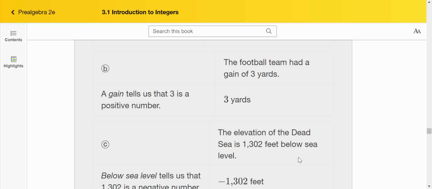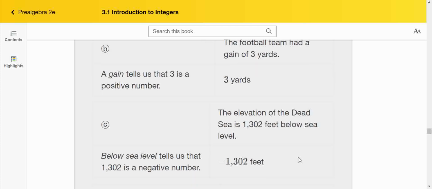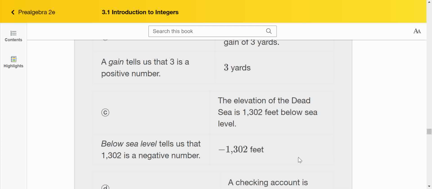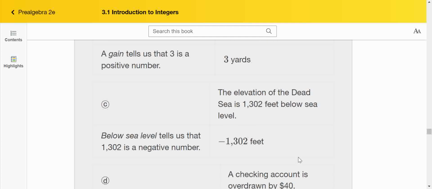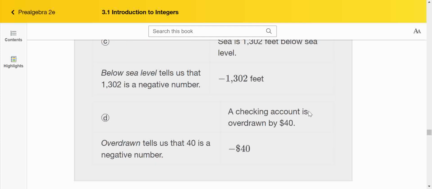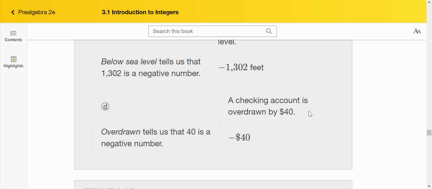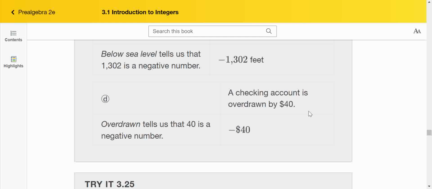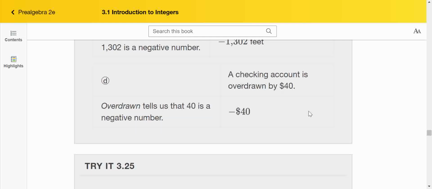C. The elevation of the Dead Sea is 1,302 feet below sea level. Below sea level tells us that 1,302 is a negative number. Minus 1,302 feet. D. A checking account is overdrawn by $40. Overdrawn tells us that 40 is a negative number, giving us minus or negative $40.